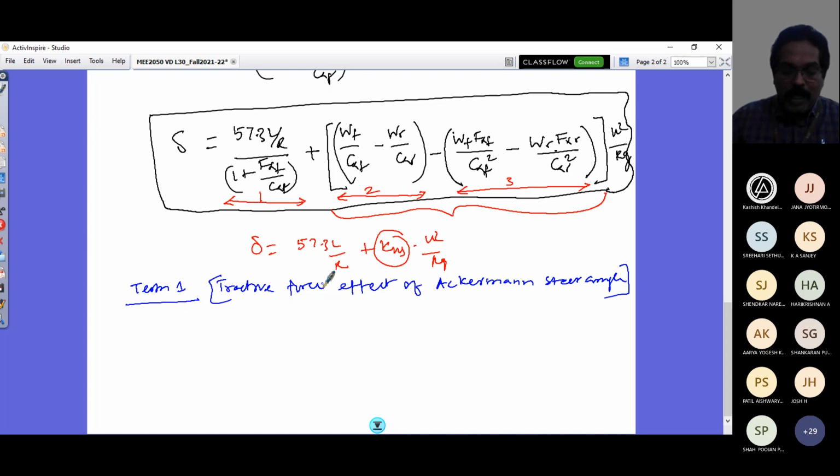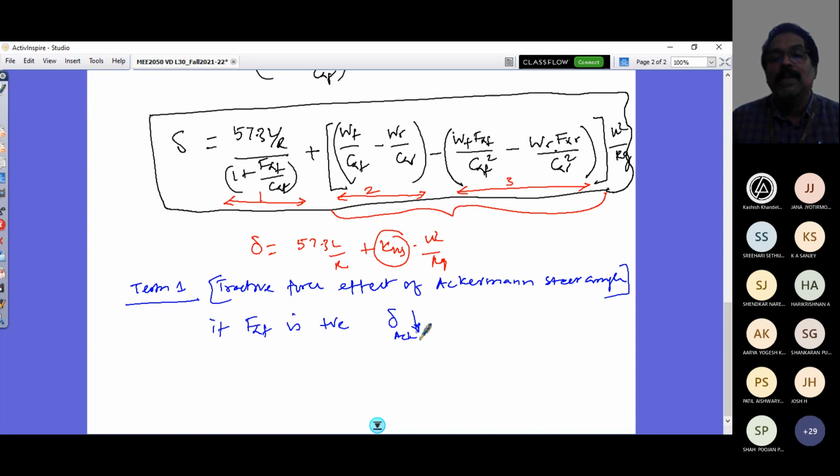Front wheel drive. So that would reduce the steering angle. So if FXF is positive, delta is reduced. Not delta, the Ackermann steering angle is reduced. Delta Ackermann.